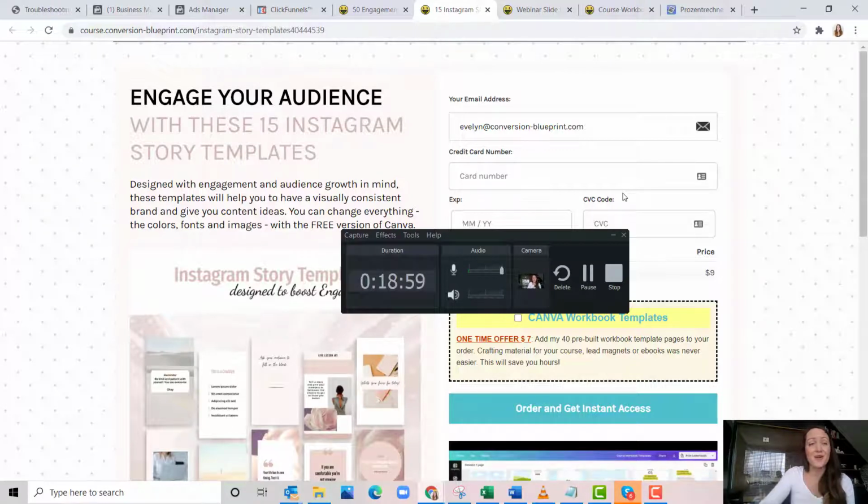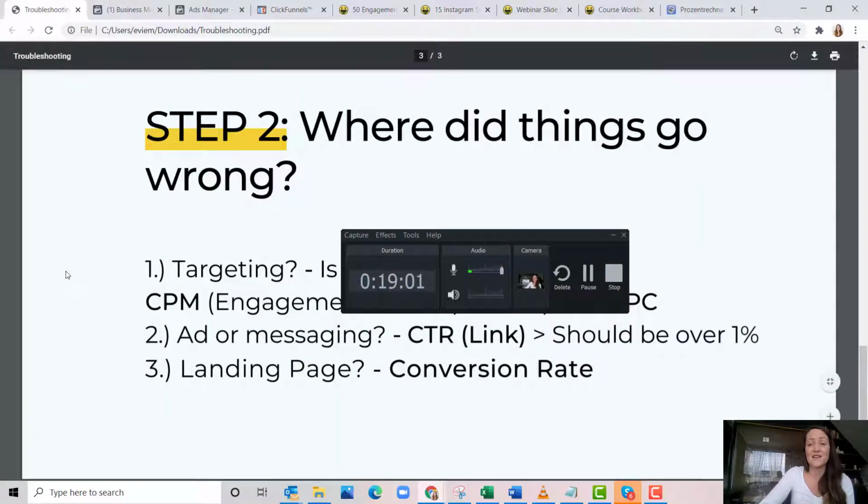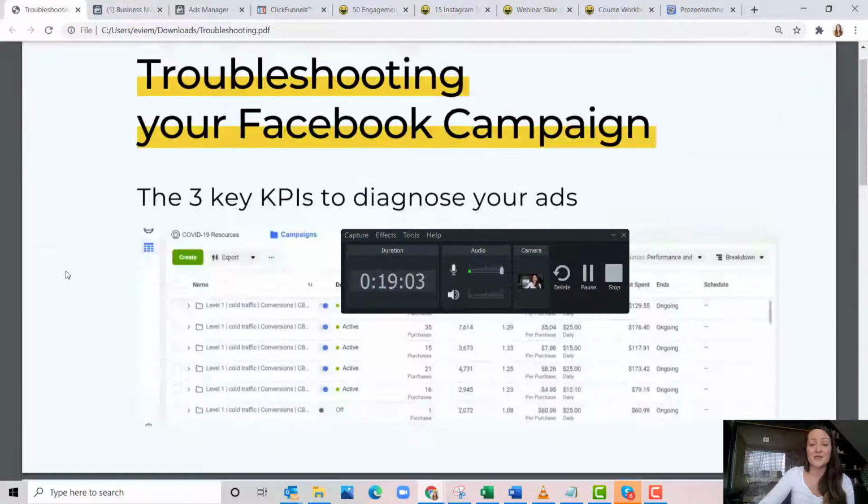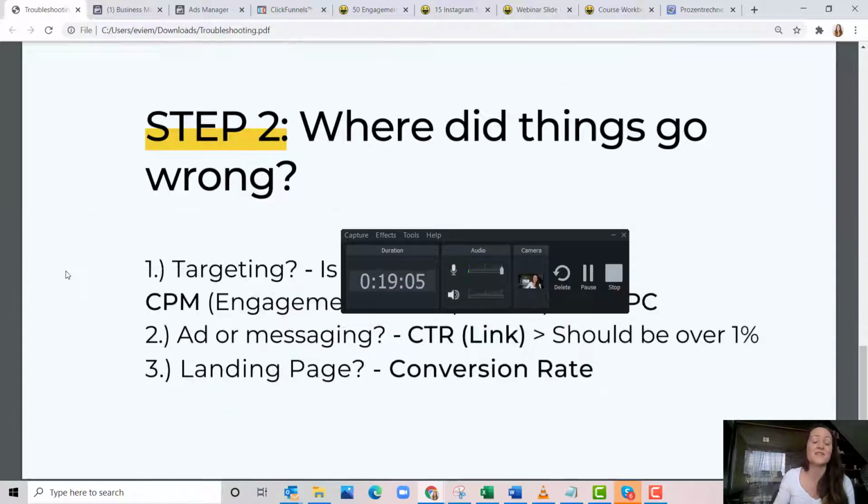All right, so I hope this little deep dive helped you to understand how to dive into the numbers and tell if your campaigns go wrong, where they go wrong, and what is the next best thing to fix it.